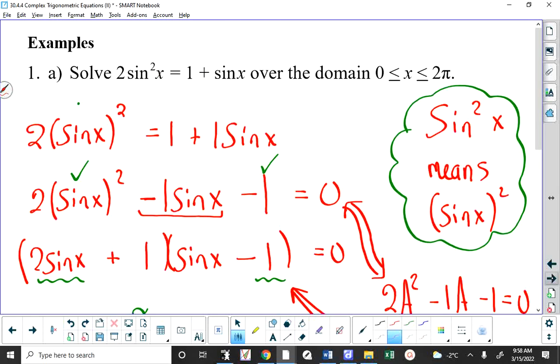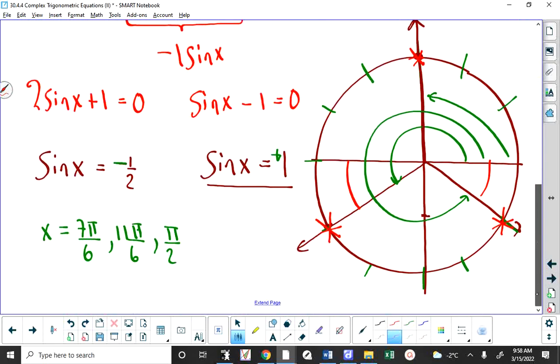Now, that's A. Any questions with solving that equation? The answers are in green at the bottom of the screen.